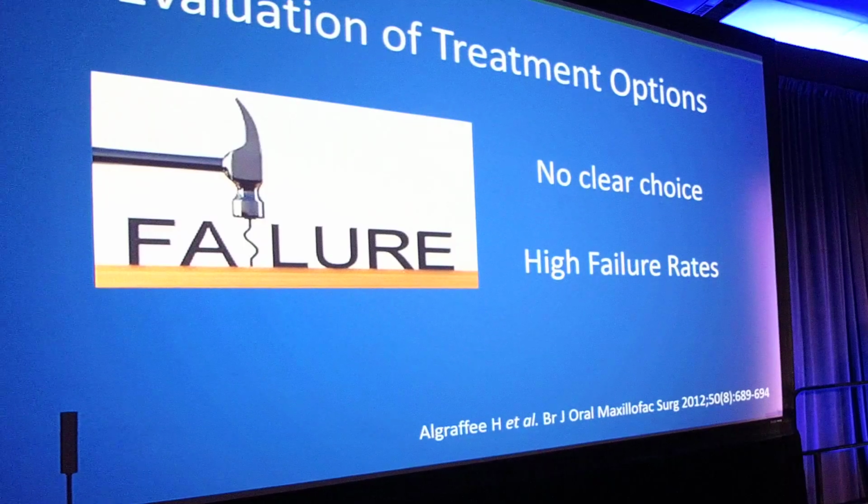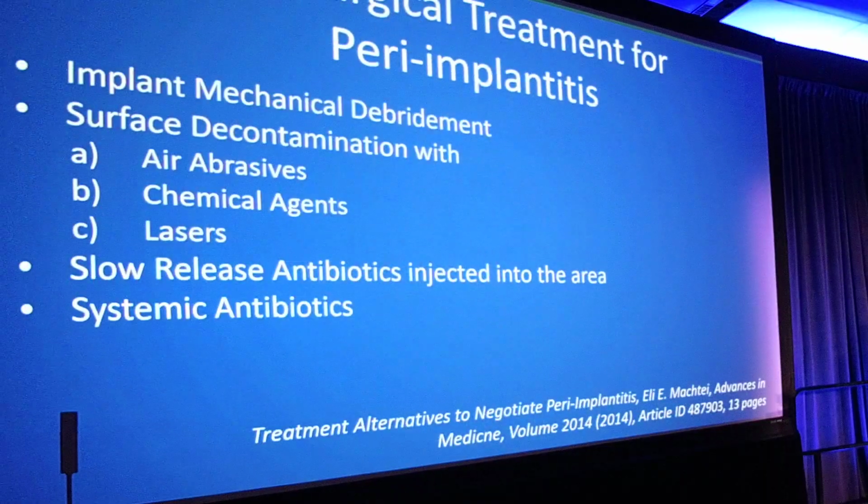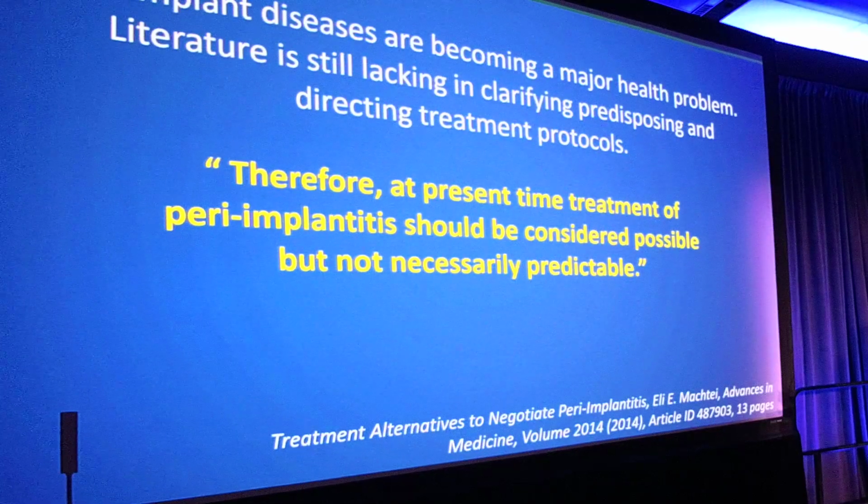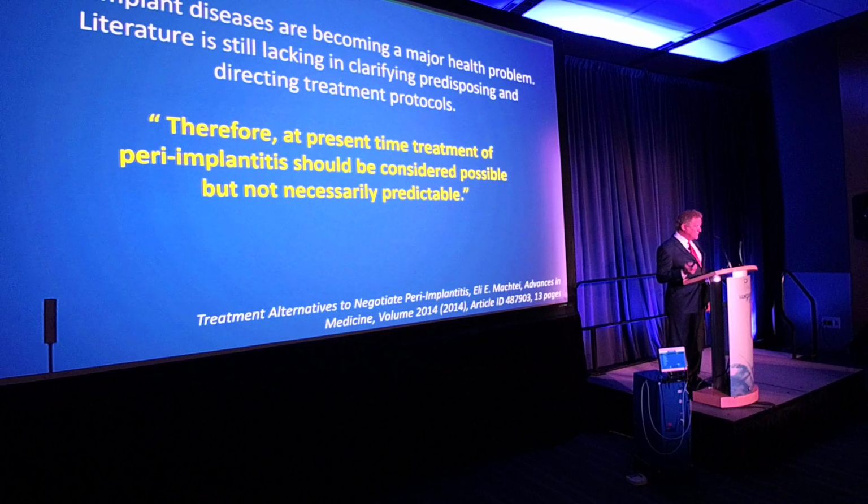The next really good paper I found was the 2012 paper. It reviewed the literature, and nothing had come along between 2008 and 2012 to change the conclusions, which was there is no clear choice, and high failure rates continue. The next really good paper was Monty in 2014, and he looked at all the non-surgical approaches and the surgical approaches, all of them, and he found that at the present time, 2014, treatment of peri-implantitis should be considered possible, but not necessarily predictable. In a recent review paper in 2018 that I didn't get a chance to put up here, we're still there, guys. It's at the same place.